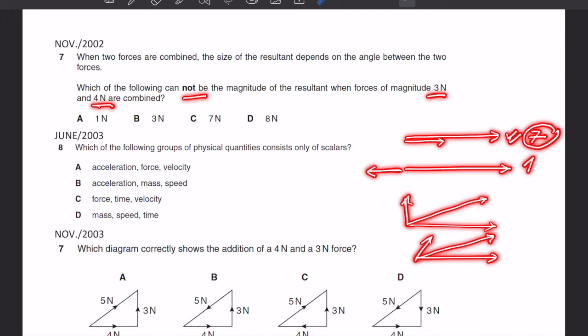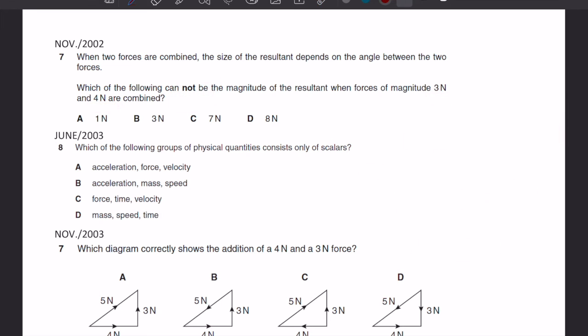That is 4 minus 3. So this is the minimum possible magnitude. I can have a resultant force anything between 1 and 7. It cannot be smaller than 1. It cannot be larger than 7. So when it says cannot be the magnitude, I know that 8 Newton cannot be the magnitude of the resultant force.